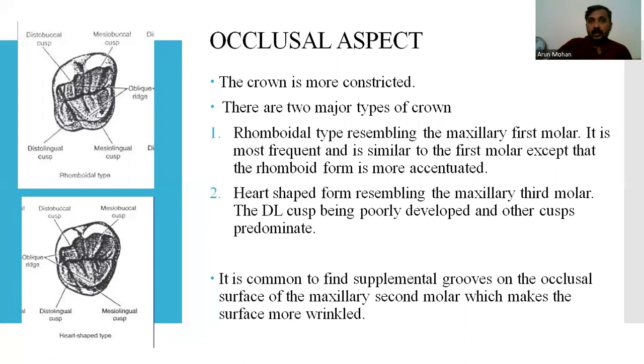Another important feature of the occlusal aspect of the maxillary second molar is the presence of a large number of supplemental grooves. As compared to the maxillary first molar, there will be many supplemental grooves on the occlusal surface, which makes the surface more wrinkled in appearance. So that is another change we can appreciate in the maxillary second molar.